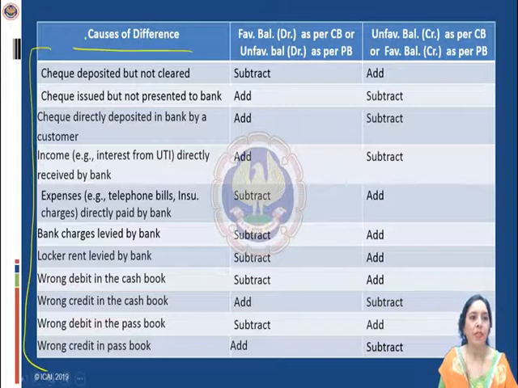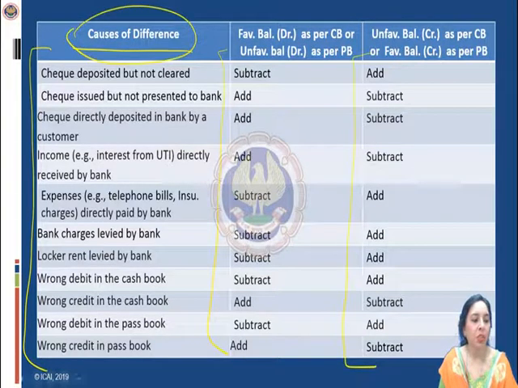which are causing differences in the cash book or in the passbook, and what will be their effect and how you will treat them. They are either added to the cash book or to the passbook, or they are subtracted to the cash book or passbook. So this table has 3 columns.